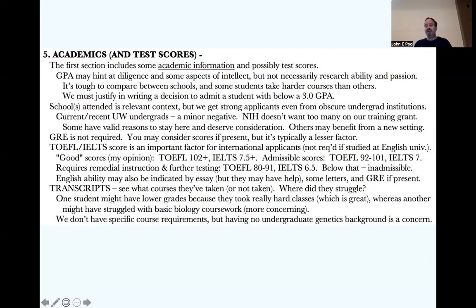Because even if you are an international student, if you attended an English-speaking institution like UW-Madison, you do not need to send the TOEFL, and we would not expect it. And nobody does, basically. Nobody sends scores in that situation. And so again, this is more on the side of international applicants who did not attend an English-speaking institution.